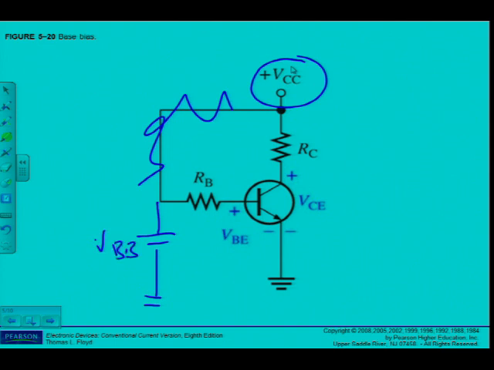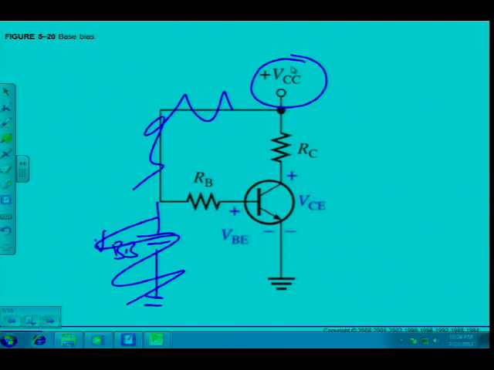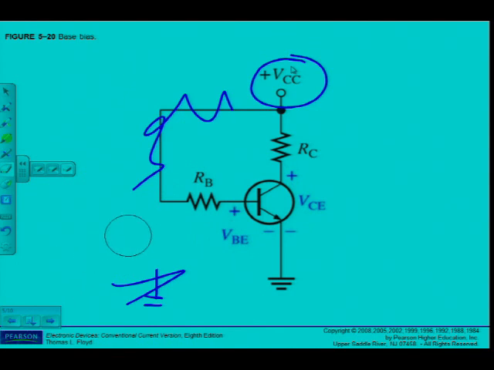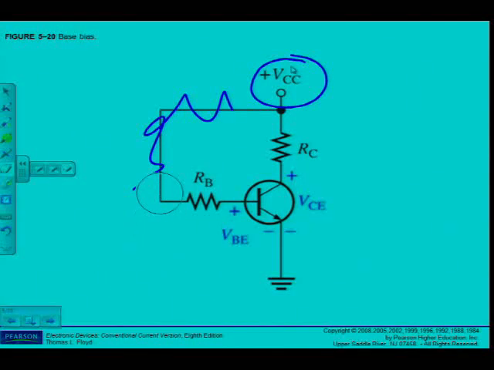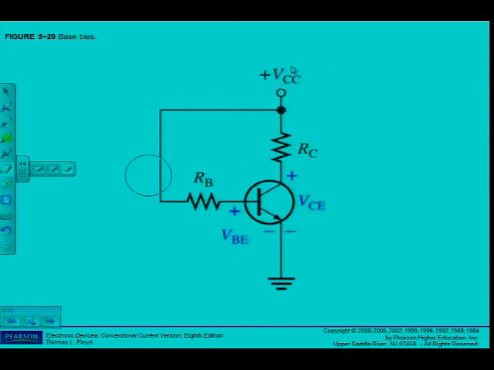So what am I doing? I'm not using a separate supply, I'm using a single supply, and I can still get the same job done, because what am I interested in? VB and actually IB, because IB is going to determine my Q point, which was determined by VBB, but now I've got a VCC. So it wasn't actually VB that I was interested in, I was actually interested in this current here, IB. And IB is still going to be determined by this resistor, RB.